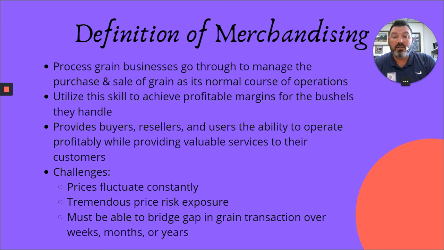The challenges, of course, is we have constant price fluctuation, tremendous risk exposure for price if you don't do this correctly. So you've got to be able to bridge the gap in the grain transaction over weeks, months, or years, because you can sell grain 6 months to a year to 4 years ahead of time before it's ever even in the ground or even in the seed bag.